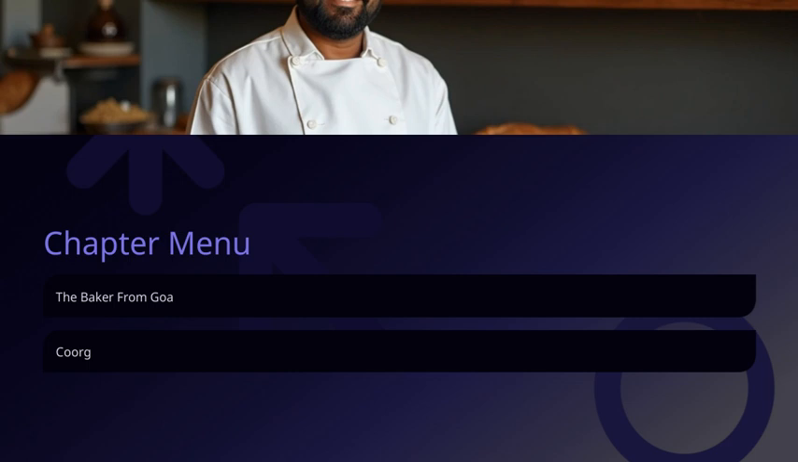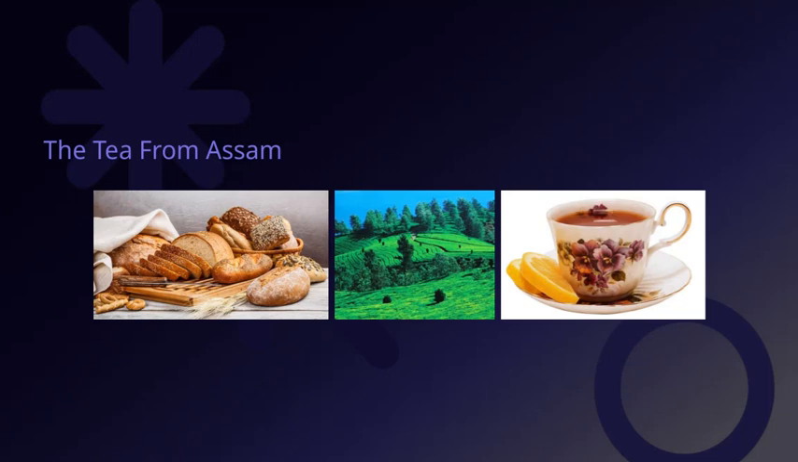This connects to our overall theme of exploring regional identities and how local talents shape their unique cultural narratives. Lastly, the chapter menu signifies the structured approach of our presentation, guiding us through these diverse stories. Each of these points emphasizes the importance of regional differences and the stories they tell, something we aim to showcase throughout the entire presentation. Today, I want to talk about the tea from Assam.